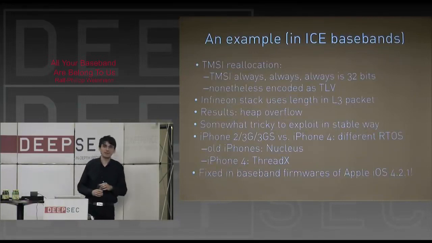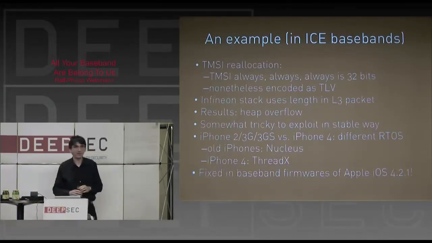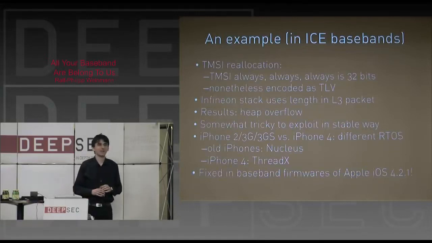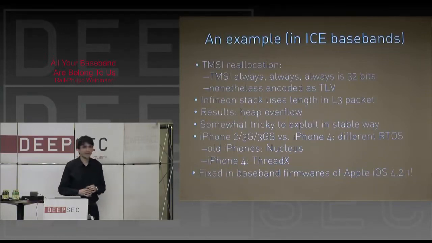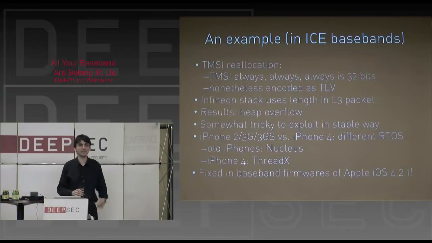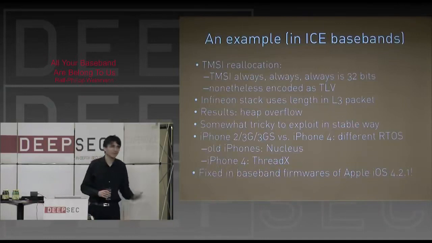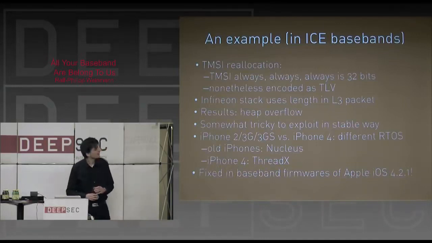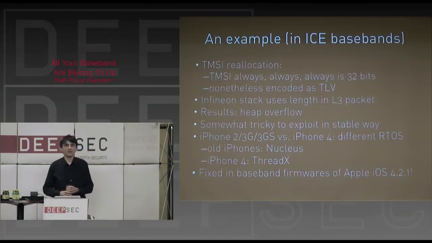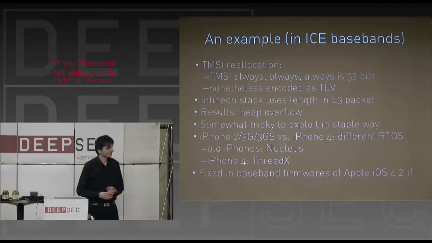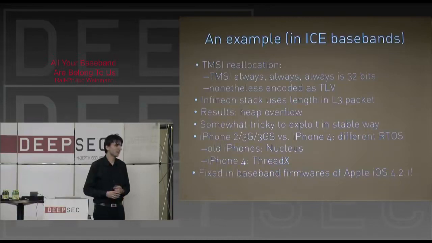This is a 32-bit value, always. But for some reason, they have prepended a length field to that. I don't know why. And it turns out that some people actually look at that length field and say, hey, sure, we should trust that and copy that into that buffer that our colleague set up with just 32 bits of space for the TMSI. And this results in a heap overflow in this stack and on other stacks as well. It's somewhat tricky to exploit this in a stable way, mostly because I'm lacking a decent debugger at the moment.